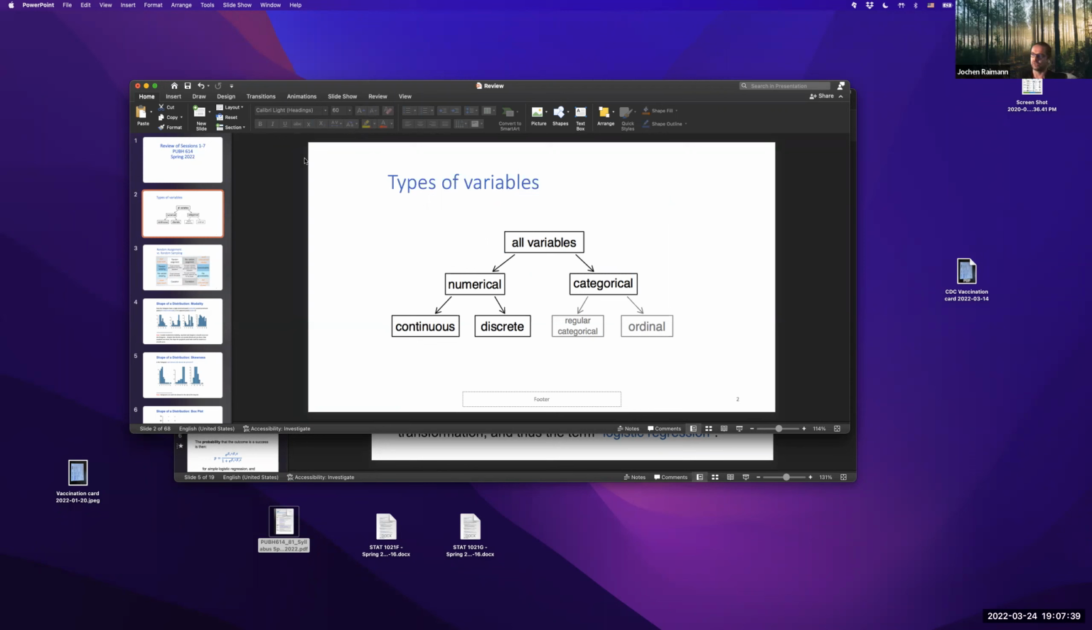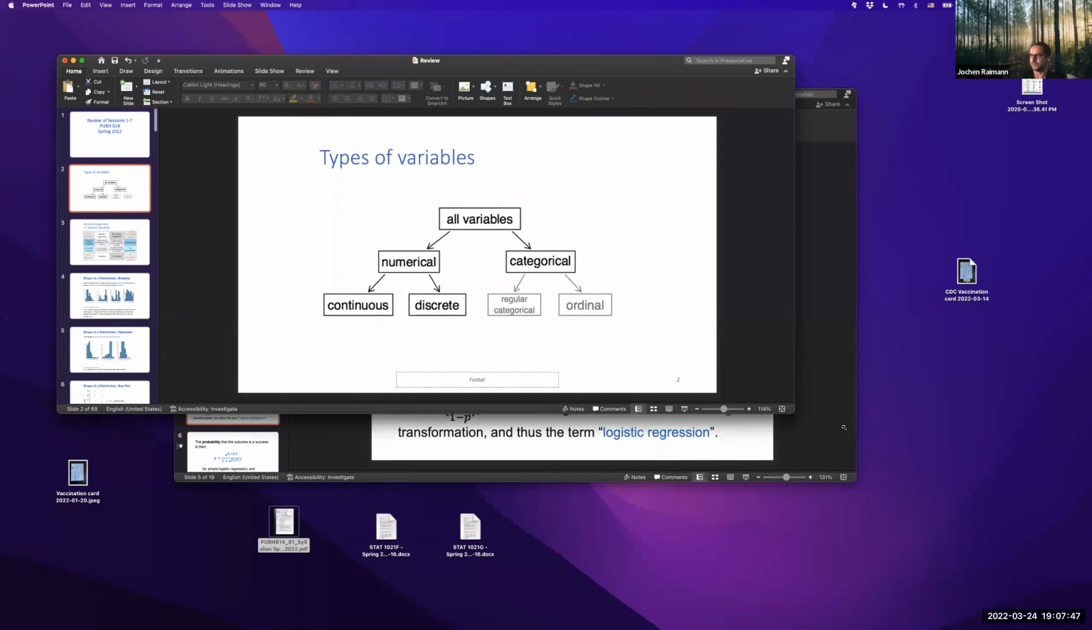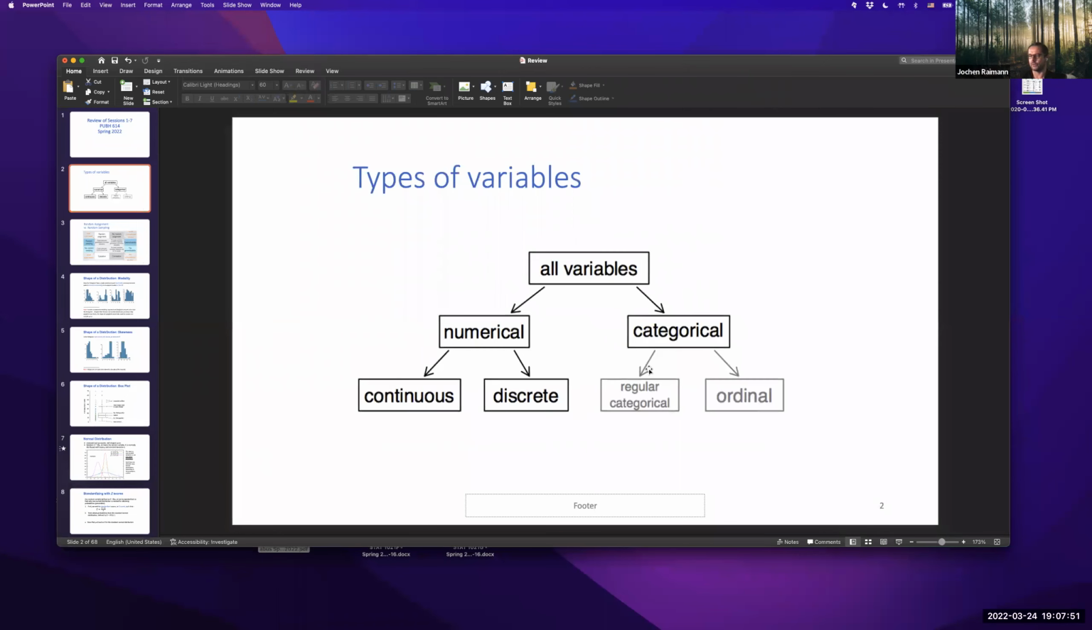So we talked about the different types of variables. Make sure that you know how to distinguish those and how to categorize them into the various variable types. Again, you have numerical variables, you have categorical variables, you have continuous and discrete. Continuous are basically most of the variables that you will be exposed to in the realm of data analysis. These are variables that can take any value.